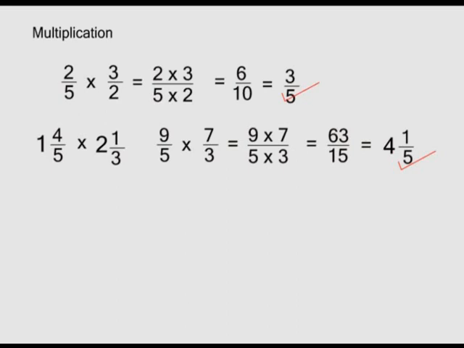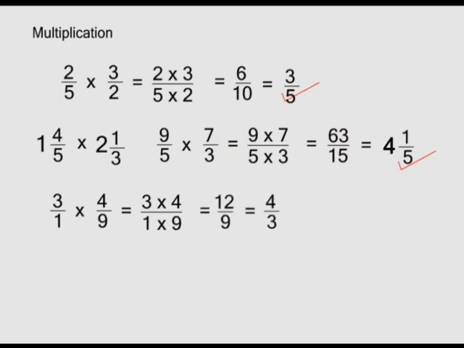When multiplying a fraction with a whole number, we just make the whole number a fraction with a denominator of 1. So 3 times 4 over 9. We make 3 a fraction, 3 over 1. So 3 over 1 times 4 over 9. Multiply the numerators, 3 times 4, over 1 times 9. So we have 12 over 9, which simplified is 4 over 3. As a mixed fraction, that is 1 and 1 over 3.